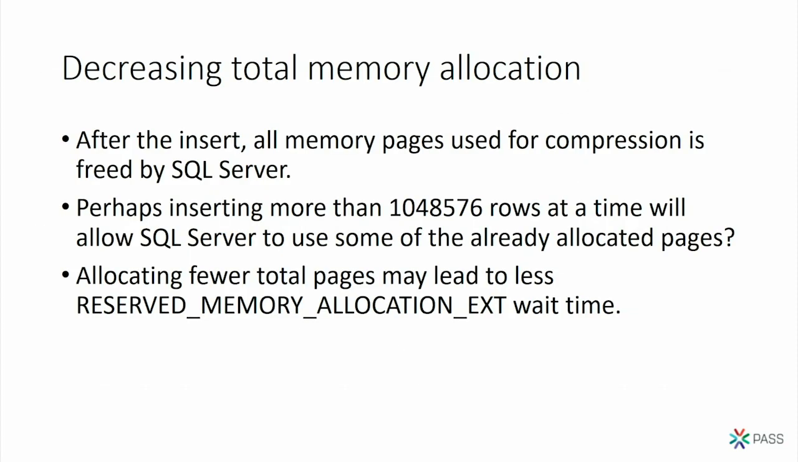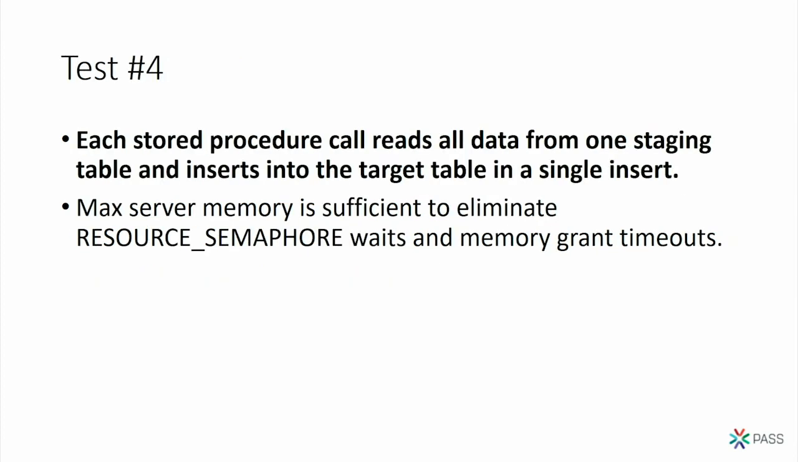So after each insert, I free all of the memory pages used for compression. So maybe if I insert more than 1 million rows at a time, SQL Server can reuse some of those memory pages. And instead of allocating 6.3 terabytes total, I will reduce that number. And if that's what I'm contending on, then that can reduce the wait. So I'm going to simplify my start procedure that loads data. I'm going to read all the data from each table, do 1 insert for each table, no batching. Batching has caused nothing but problems for me.